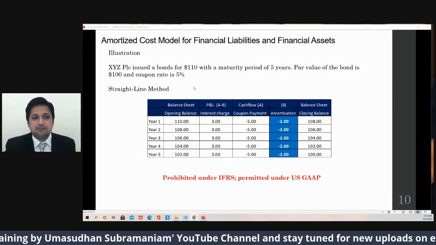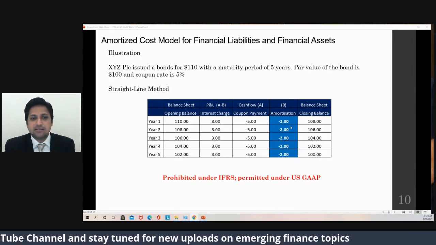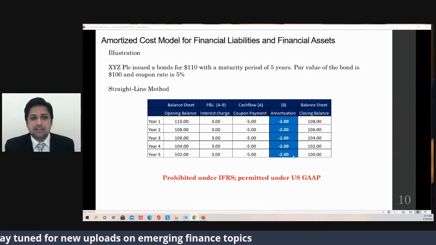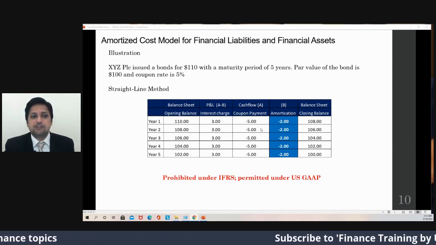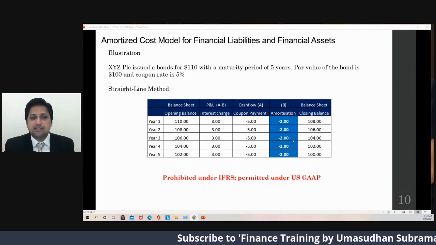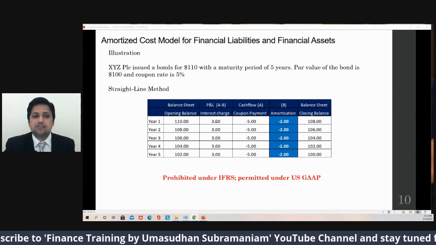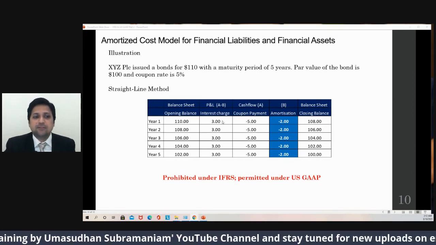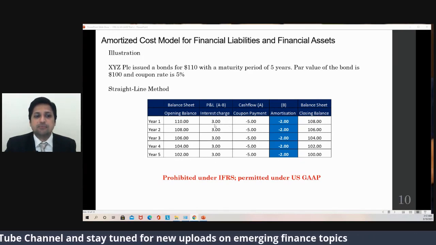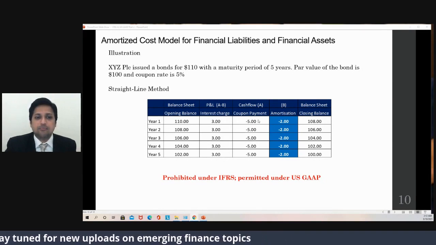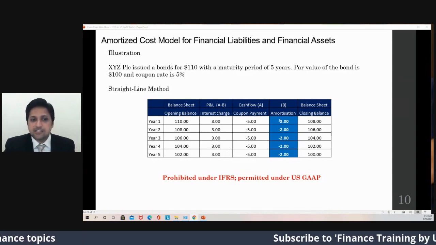Which means 10 divided by 5 is going to be $2. You see, $2 in each of these years is going to be in your income statement. That's going to be a credit. So you have a coupon interest payment of $5 which you pay to your investor, minus your amortization of premium, which is a gain. On a net basis, you're going to show an interest of $3 in your income statement. This is the interest that you're going to show in your income statement, $3, although you pay $5, because the difference is the amortization of premium.